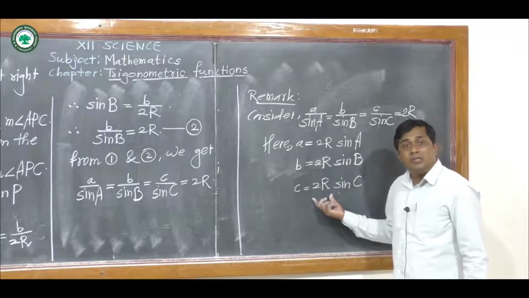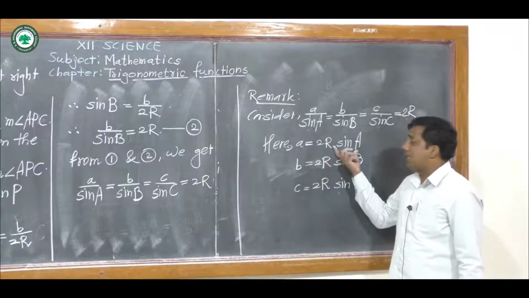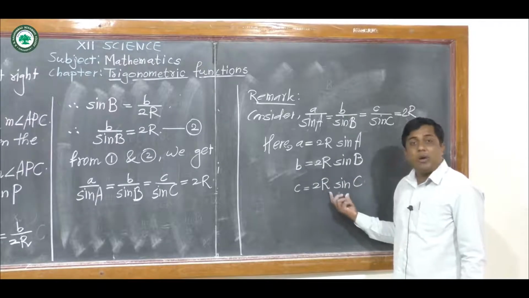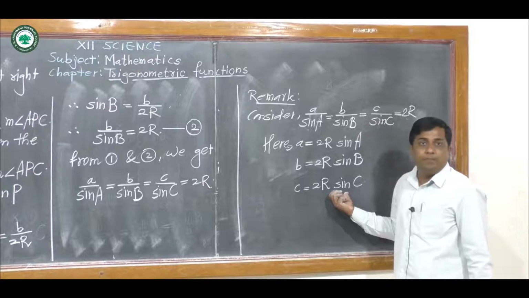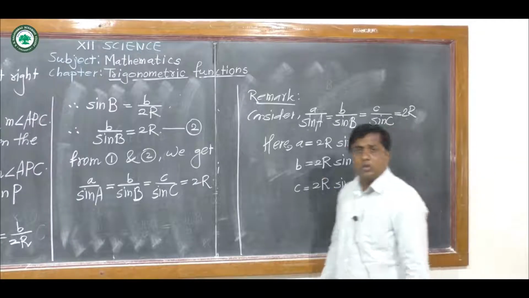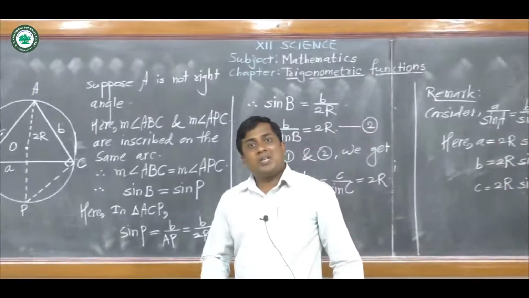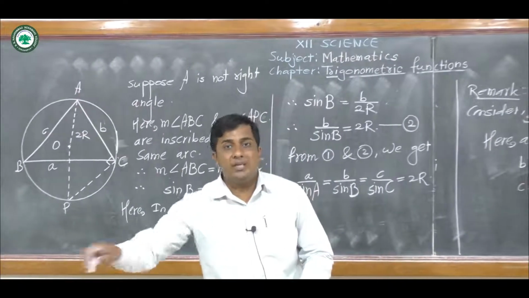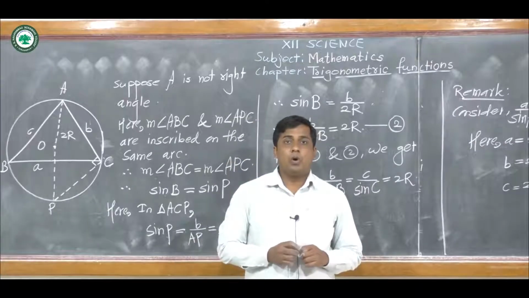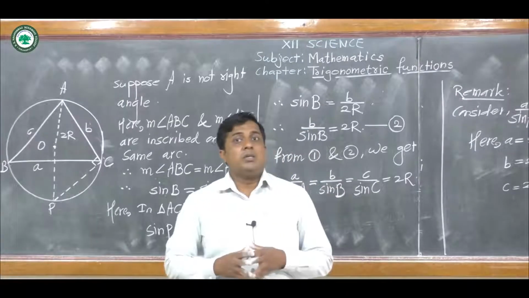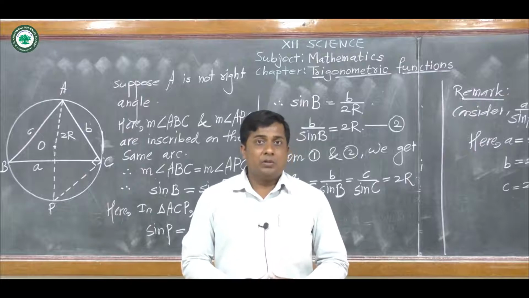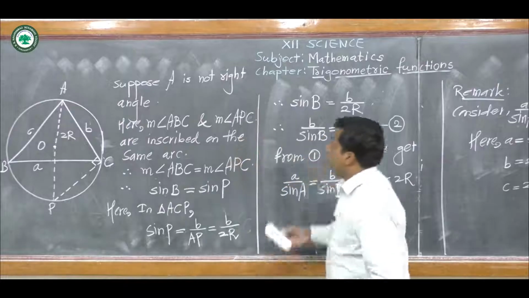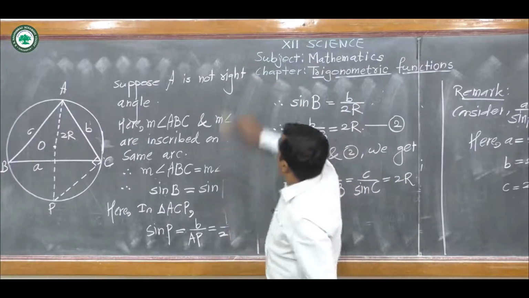Try to remember this relation: a is equal to twice R sine A, b is equal to twice R sine B, c is equal to twice R sine C. Okay, so this is all about the sine rule, and in that we consider the relation between the elements. Now we go with our second relation. We consider the second relation as the cosine rule. Okay, let's go with our cosine rule.